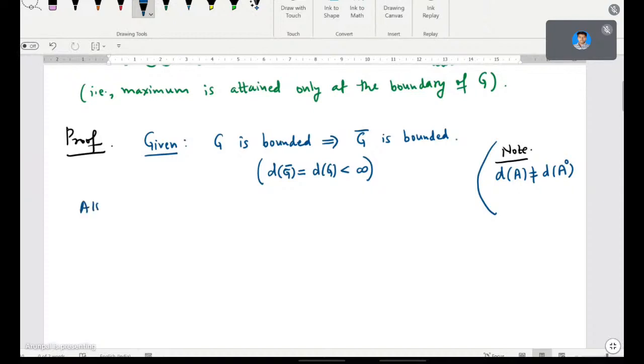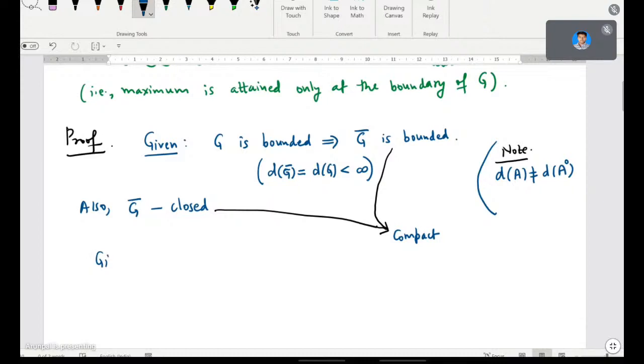Also, class, G bar is always closed by definition. The closure of a set is always closed, whether the given set is closed or not. So it means G closure is closed, and G closure is bounded. So we have a closed and bounded set in C. G is in C, right, class? So it means it is compact. Is this okay, class?